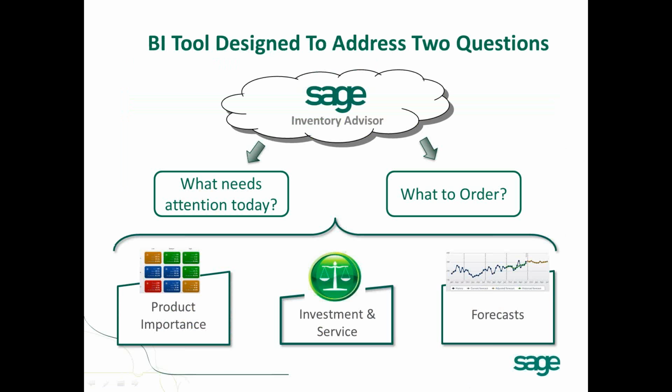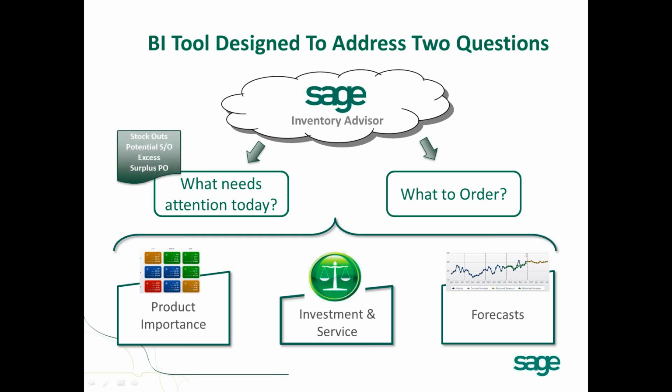Second last slide, if we ask the question, what is Sage Inventory Advisor primarily designed to do? Well, then there are two questions that it's designed to address. The first is, what needs my attention today? So we want a system that's immediately going to show us which items I need to take action on today. And when I talk about that action, I'm talking about 4 statuses.